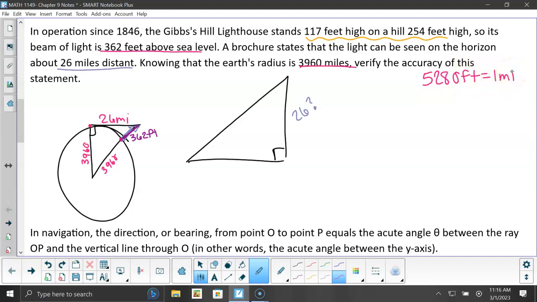Now, do we want to go down to feet and then convert it back to see if it hits miles, or do we want to convert down to itty-bitty, teeny-tiny? You want to do 362 divided by that? So 362 divided by 5,280 gives me a super teeny-tiny decimal. So my hypotenuse itself is 3960.06856. We'll call it 1. I did the 362 feet divided by 5,280 so I could get it in terms of miles.